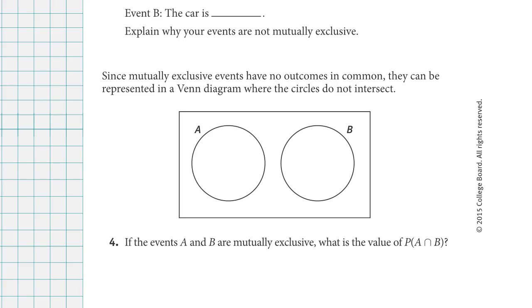When event A and event B are mutually exclusive, they cannot happen at the same time. Therefore, we don't want to have any overlapping region in the diagram. Question 4. If A and B are mutually exclusive, what is the probability of A and B? And the answer is 0.